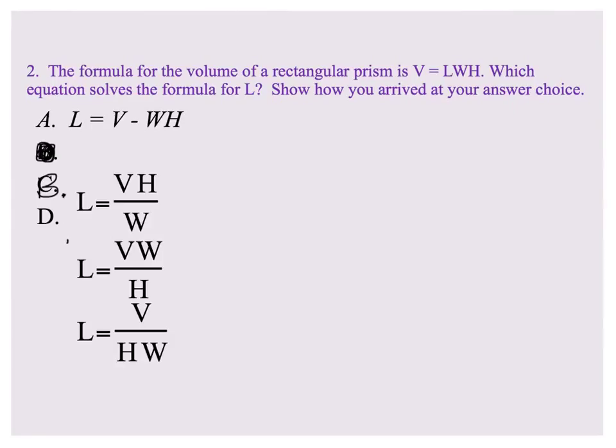The formula for the volume of a rectangular prism is volume equals length times width times height. V equals L times W times H. In this equation, you're going to solve for L. On your notes page, show how you arrived at your answer choice. I am going to re-letter the answer choices. This is choice B. This is choice C, and this is choice D. Now, on your paper, show your work and choose the correct choice.